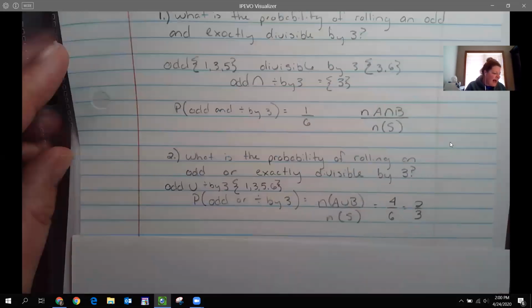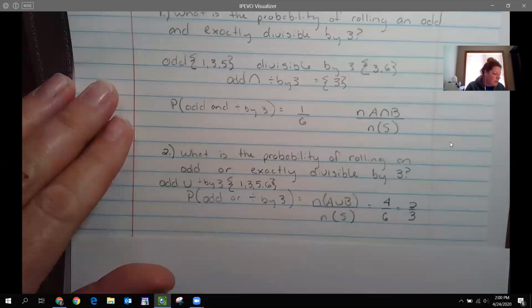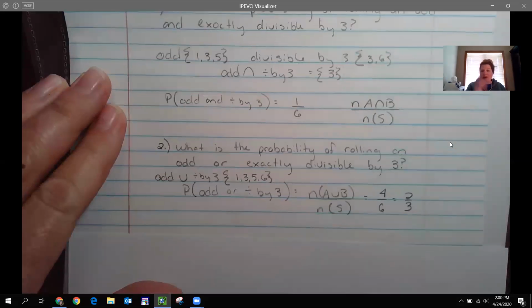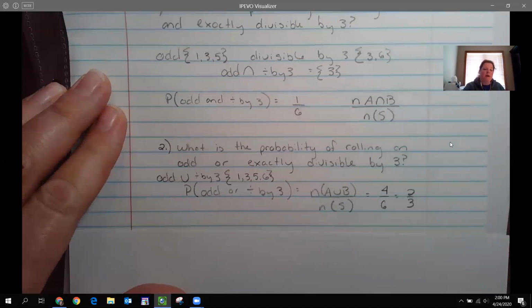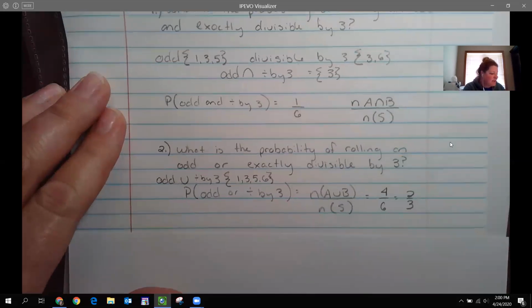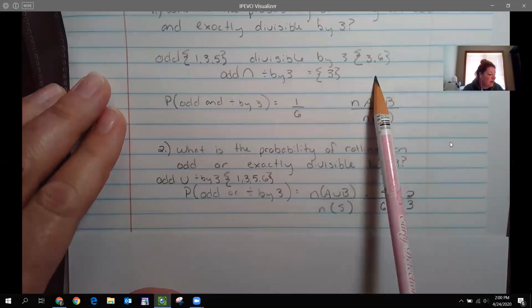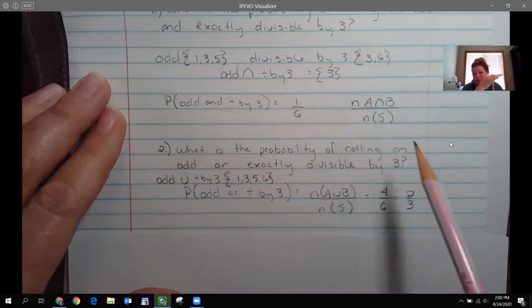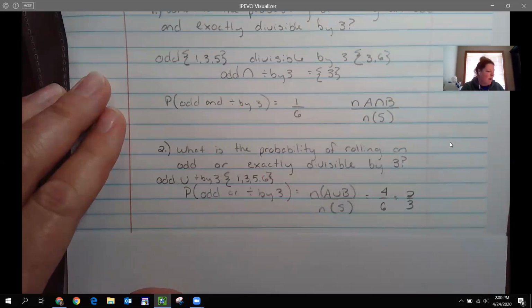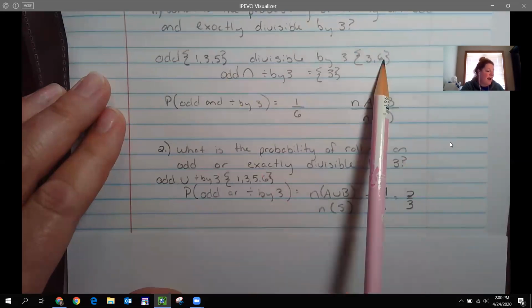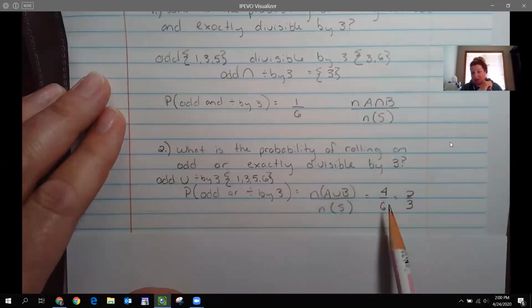Okay, so what if we did the probability of rolling an odd or exactly divisible by 3? So we're going to do the or with the same problem. Well, we already know the numbers. They're 1, 3, 5, and 3, 6. But this time we're going to take all of them, but you only take the 3 once. So how many numbers are in the union? It would be 1, 2, 3, 4. So there's 4 out of 6, which reduces to 2/3.